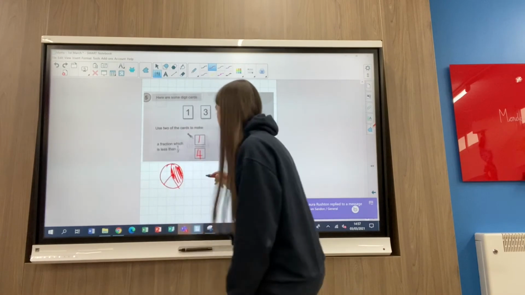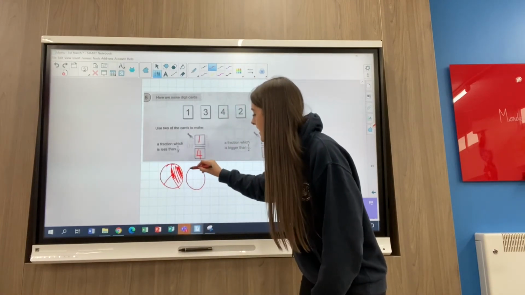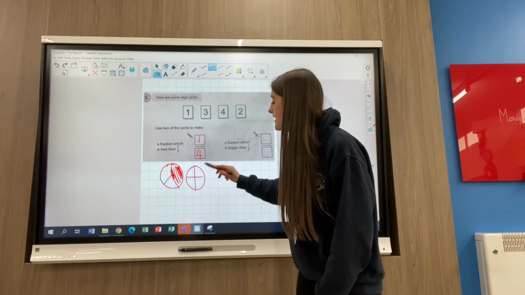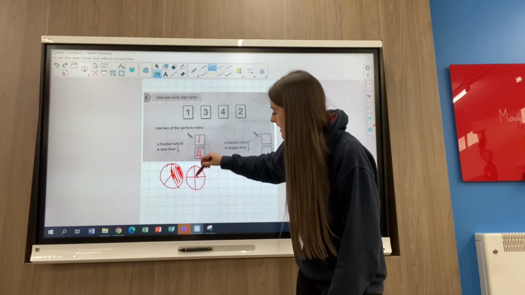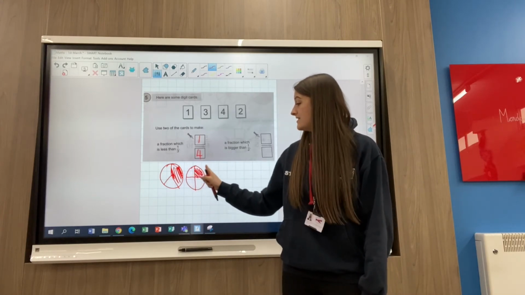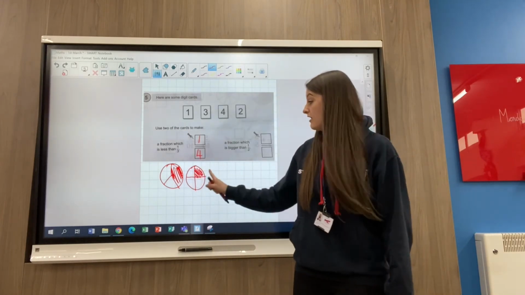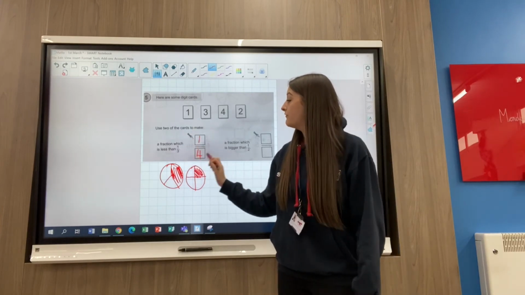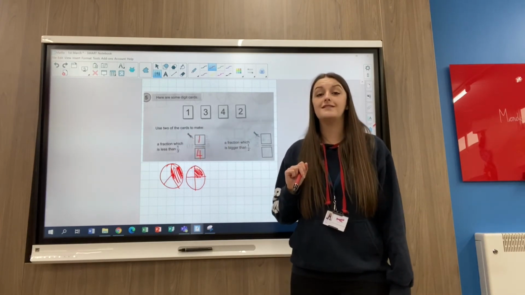Because if you think about it, if I get the same size cake or pizza now and I split it into 4 equal parts and I shade in one of those parts for 1/4, my piece of cake from a quarter is a lot smaller than it would be for a third. So in your book, from there, could you write a quarter down?